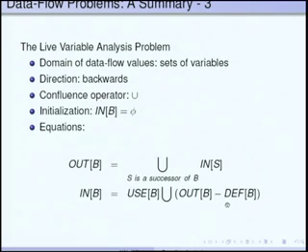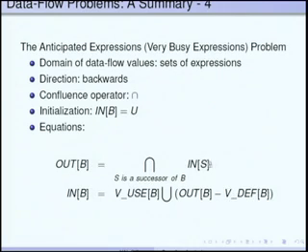The last one in the matrix, the fourth combination, is anticipated expressions, which we just now studied. Sets of expressions constitute the domain of data flow values, it is a backward problem, with intersection as the confluence operator, in B equal to U being the initialization, and out B is intersection of in S, S being a successor, and in B is e use B union out B minus e def B. So, this constitutes a summary of the data flow problems.